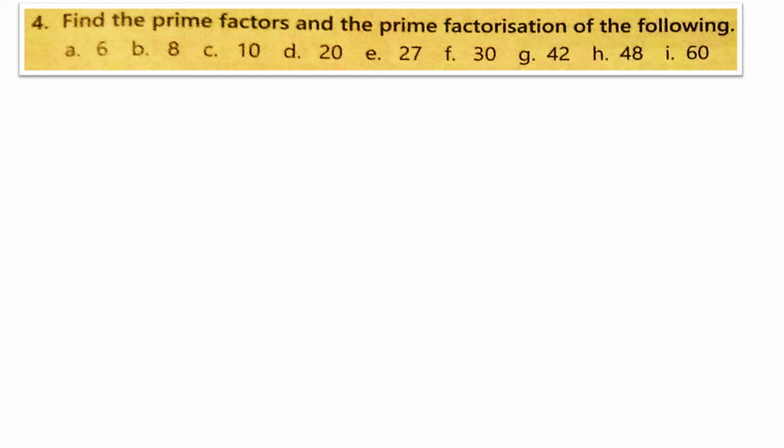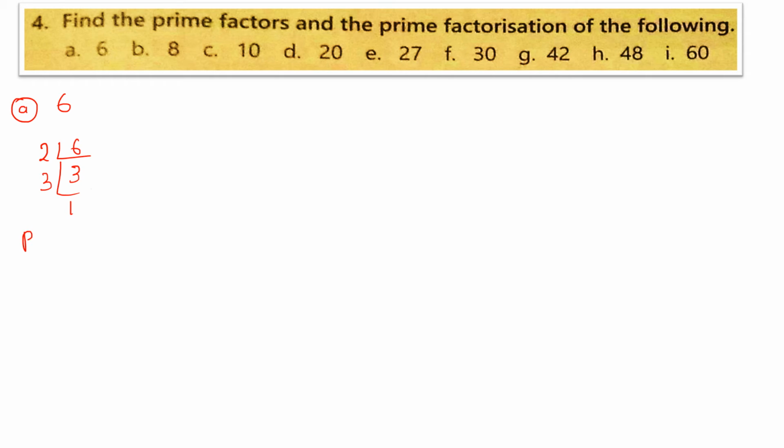Find the prime factors and prime factorization of the following. The methods are not mentioned here, so I'll show you with both methods. First, A, I will do with the division method. So write 6 here. Choose the smallest prime number. So 2, 2 3's are 6. Again here 3, 3 1's are 3.